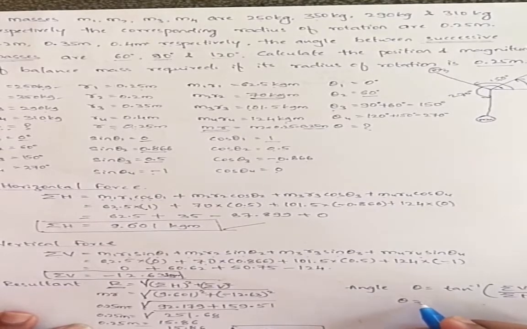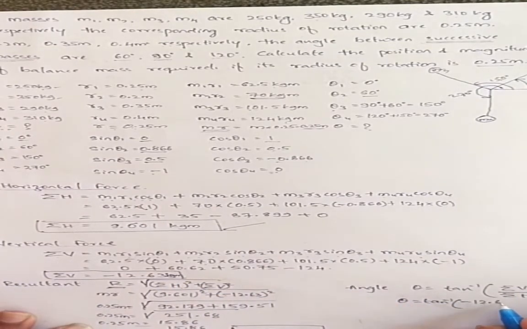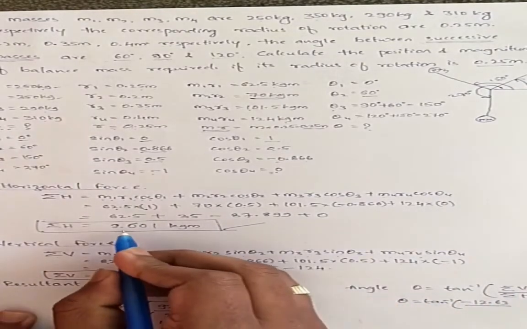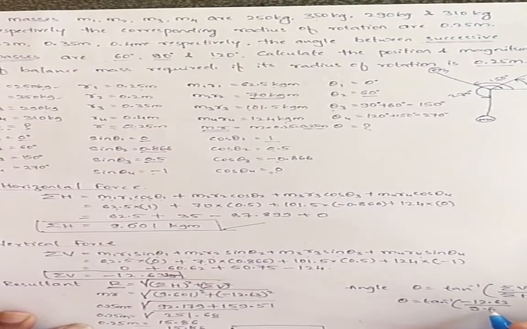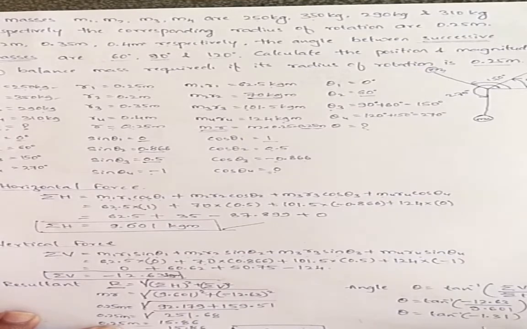For finding out the angle, you are taking tan inverse of delta V by delta H. Now what is the value of delta V? So delta V is minus 12.63. What is delta H? That is the horizontal force, 9.601. So if you just substitute this, tan inverse, okay, if you just divide this value, you will get minus 1.31. So if you just divide 12.63 by 9.601, you will get minus 1.31.